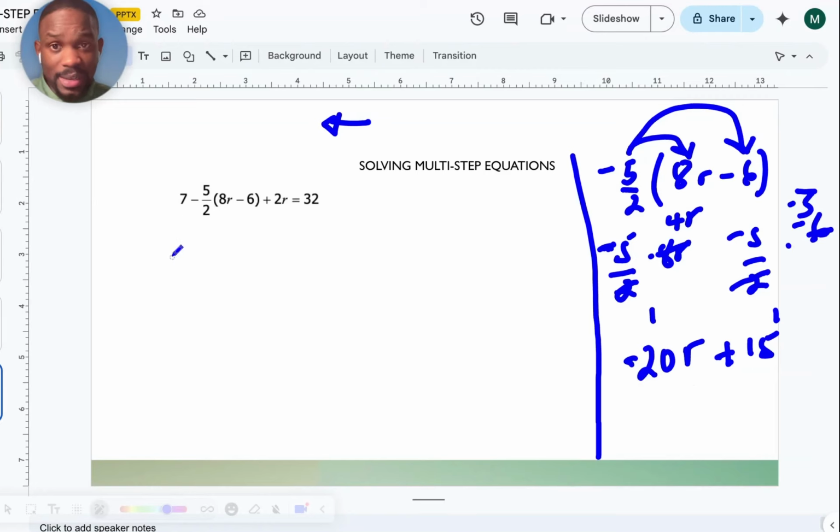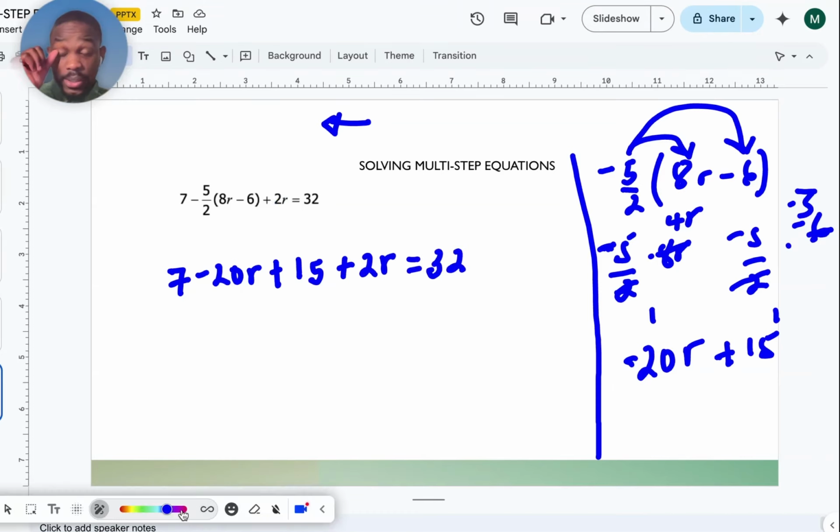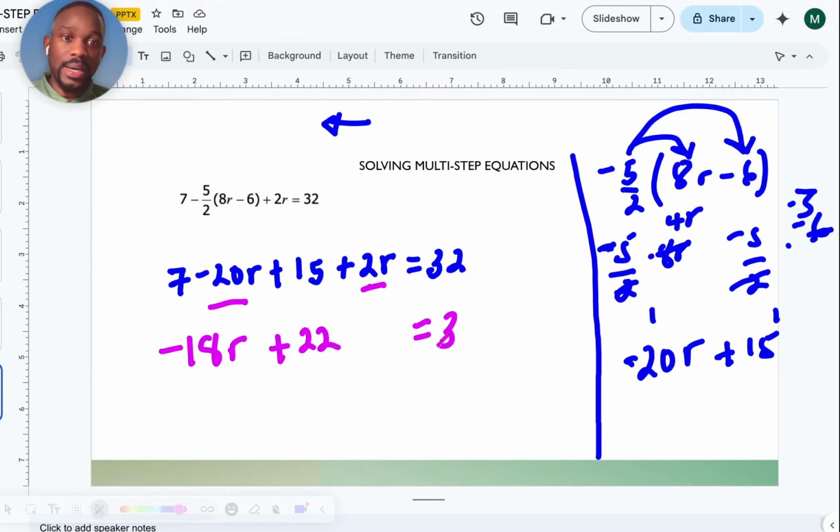So remember the 7, don't forget about it. So 7 minus 20r plus 15. Don't forget that 2r plus all of that is equal to 32. So we're going to collect like terms. We're going to add the r's together. So this 2r and this negative 20r will give us a negative 18r. And this 7 plus 15 will give us 22. So plus 22 is equal to 32.